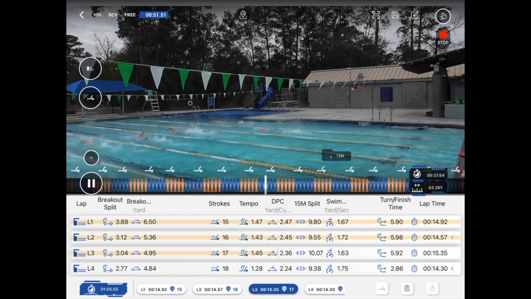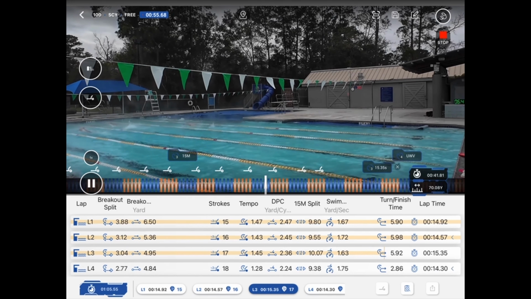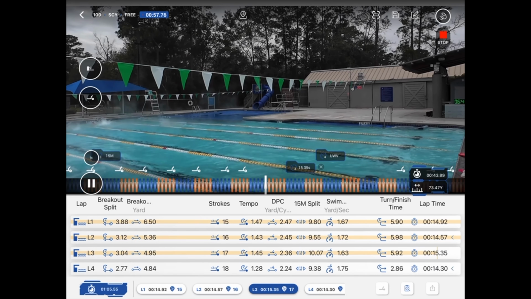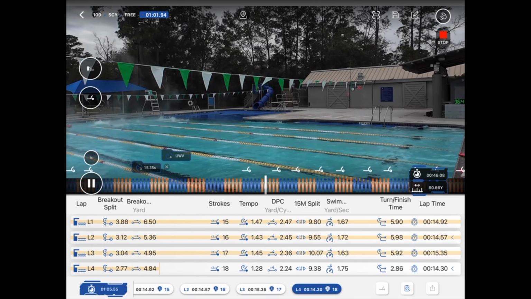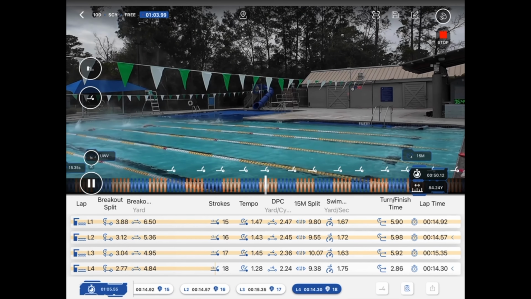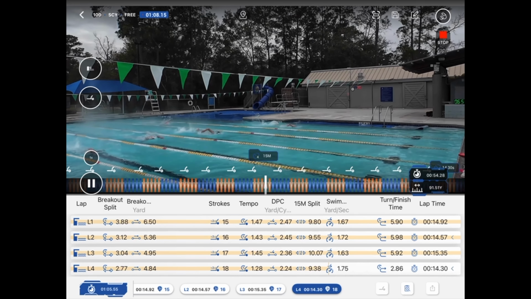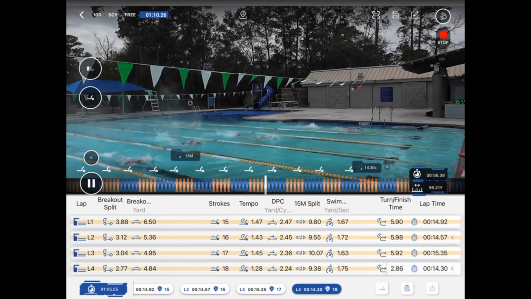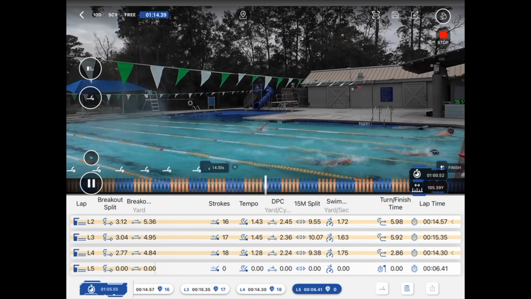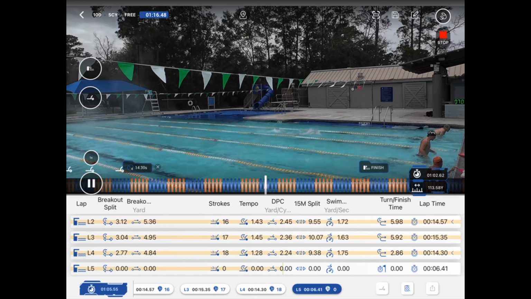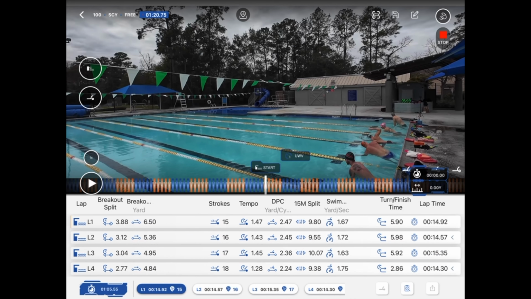Now we're up to 17 strokes. Tempo's coming back up again, so about the same. But we're slowing down. So 15.35 took a hit in the distance per stroke cycle. And then on this last one, you can see breakouts going down, 18 strokes, 1.28. So he's really just starting to slip a lot of water. 1.75 yards a second. And he was 59 and change for the whole thing. So that's some of the stuff that we want to look at.